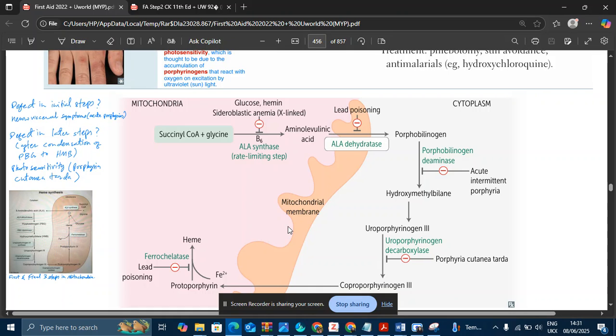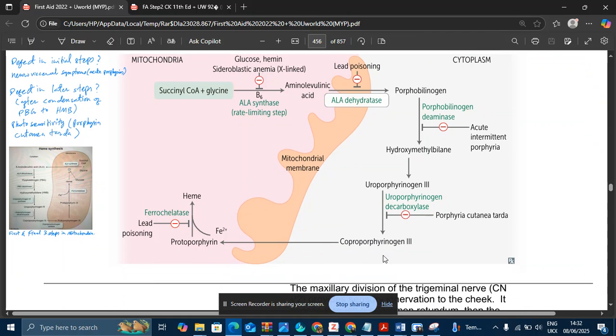Then this aminolevulinic acid, with the help of the enzyme ALA dehydratase, leads to the formation of porphobilinogen. Okay, porphobilinogen comes into the cytoplasm, and then with the help of the enzyme porphobilinogen deaminase, it becomes hydroxymethylbilane. Okay, and then hydroxymethylbilane converts into uroporphyrinogen 3, and then uroporphyrinogen 3 converts into coproporphyrinogen 3 with the help of the enzyme uroporphyrinogen decarboxylase.